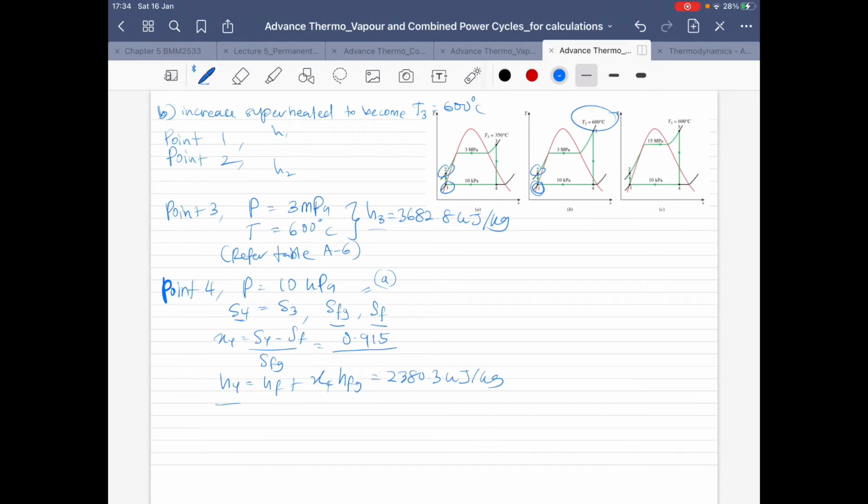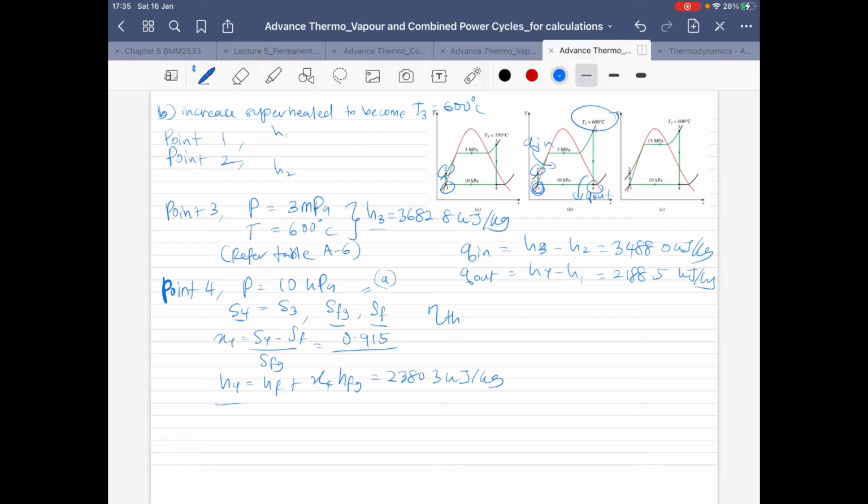Okay, now we start the calculation for thermal efficiency. Q in equals what? Where is Q in? Do you remember? Q in is here, right? Q out is where? Here. So Q in is H3 minus H2. Q out is H4 minus H1. So you put in the values.